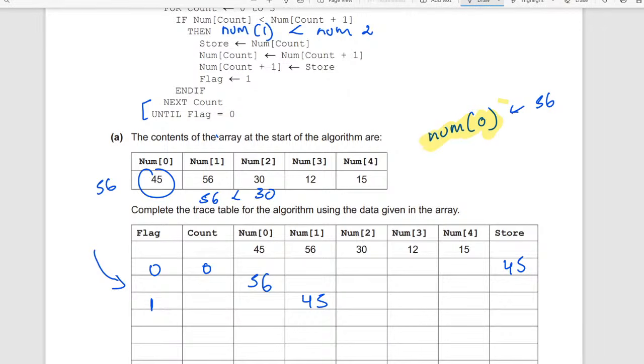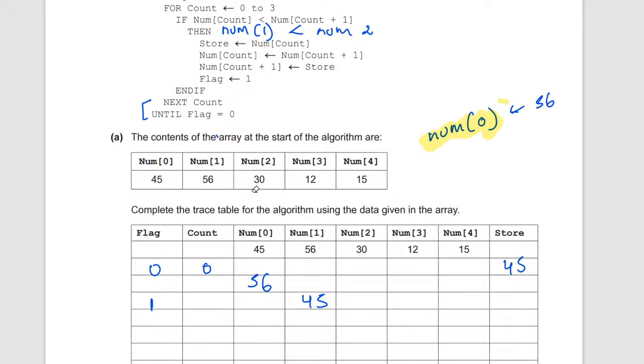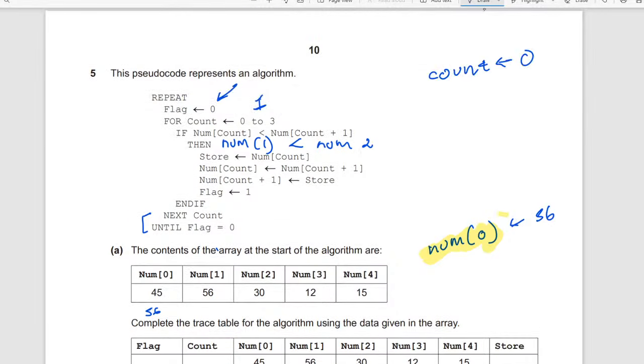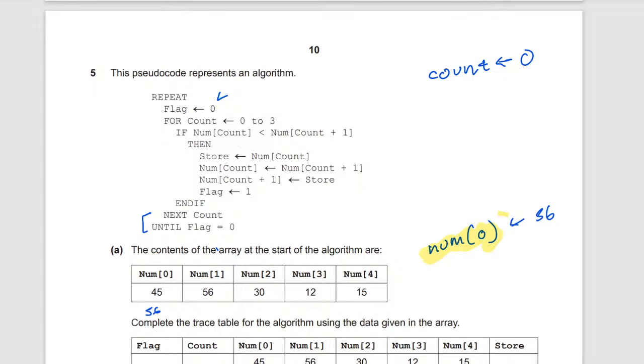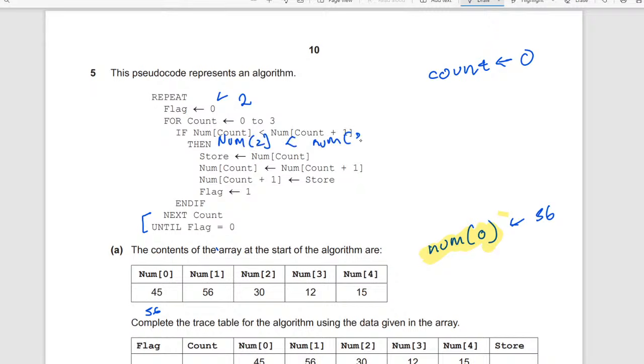Let's move on to the next cycle. Remember now num0 is actually 56. I'm going to keep reminding you because they told you to change it here. So we do that again. This time count will be 2. So is num2 less than num3? It's not.